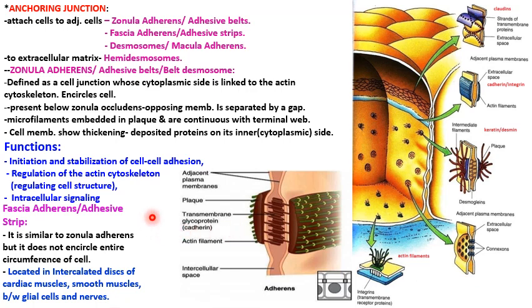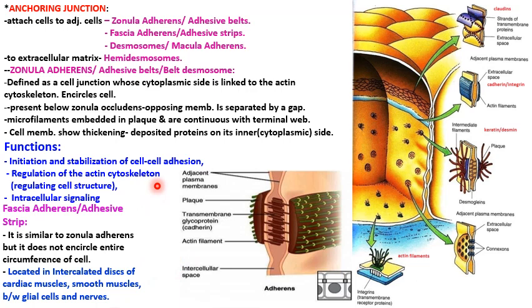There is another one which is called fascia adherence or adhesive strips. They are similar to zonular adherence, but they do not encircle the whole cell in its circumference. They are present as strips. The main example for them is the intercalated discs of the cardiac muscles, smooth muscle, and the glial cells and the nerves, the junction between the glial cells and the nerves.